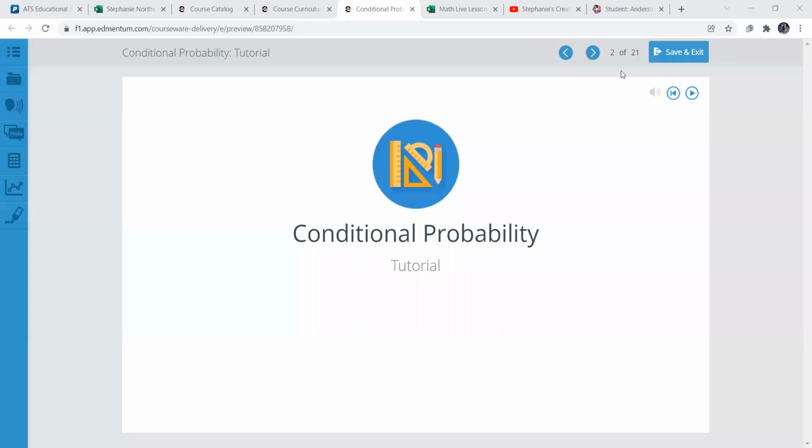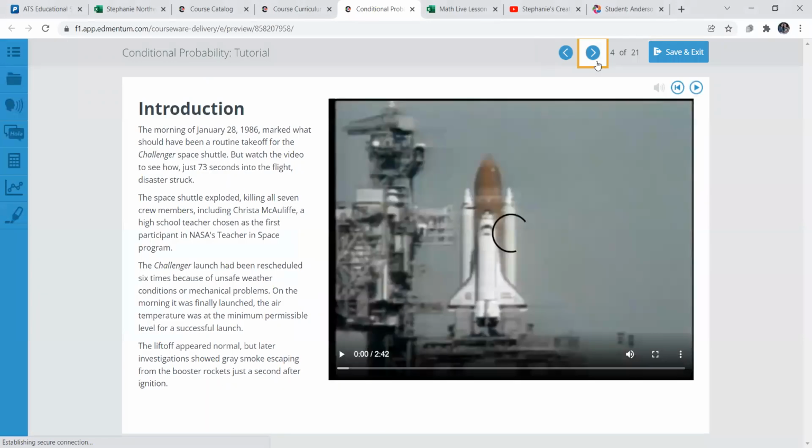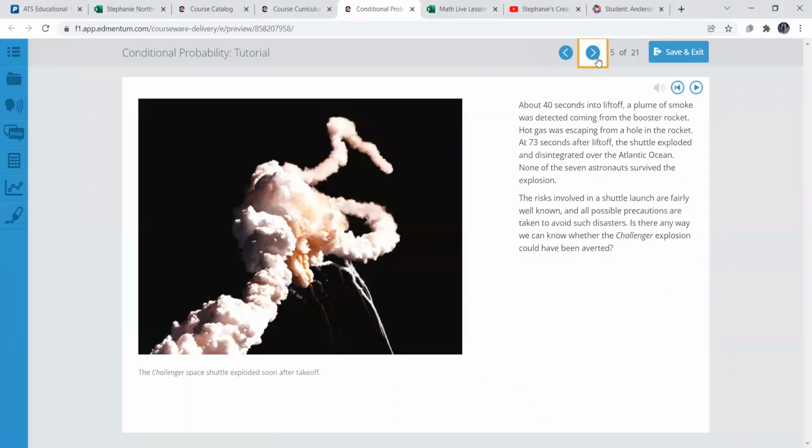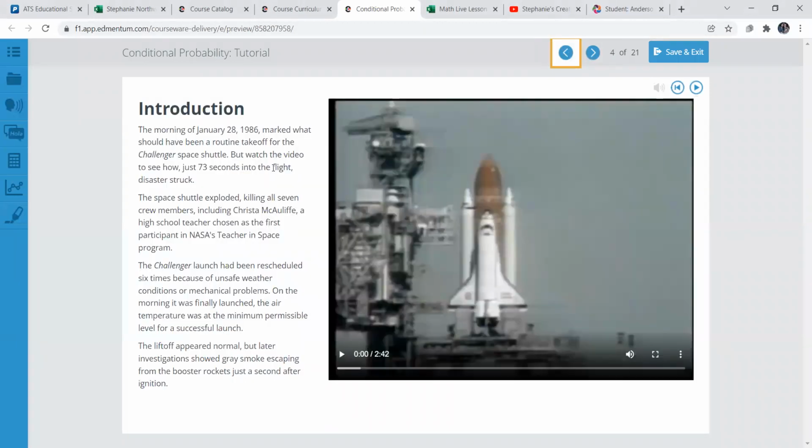All right, conditional probability. Let's read about conditional probability and learn a couple of things about it. Okay, so this talks about the probability of something happening. This talks about the Challenger space shuttle.